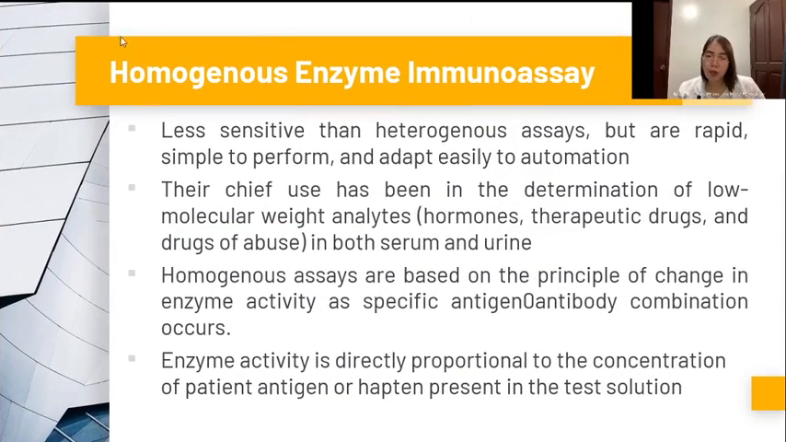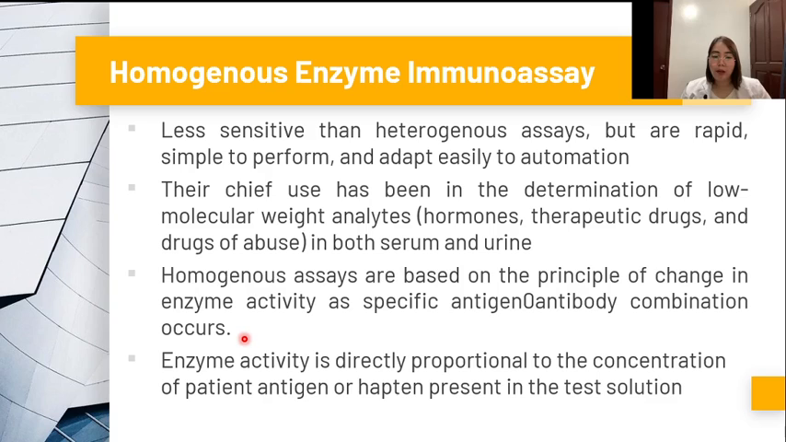For homogeneous enzyme immunoassay, these immunoassays do not require a separation method, and usually they are less sensitive than your heterogeneous assays but are rapid, simple to perform, and adapt easily to automation. Their chief use has been in determination of low molecular weight analytes in both serum and urine. Homogeneous assays are based on the principle of change in enzyme activity as specific antigen-antibody combination occurs. And of course, enzyme activity is directly proportional to the concentration of your patient antigen or hapten that is present in the test solution.